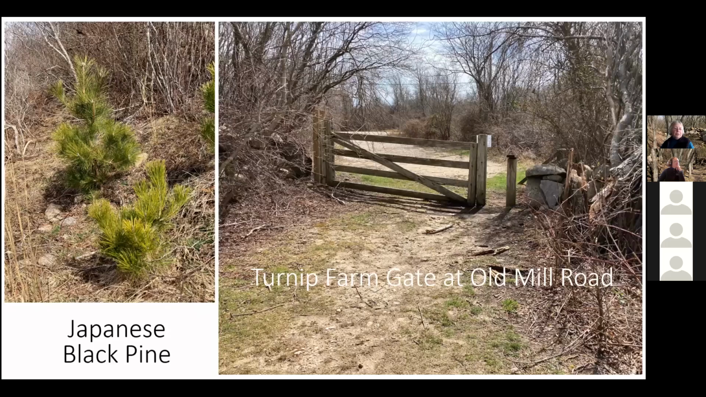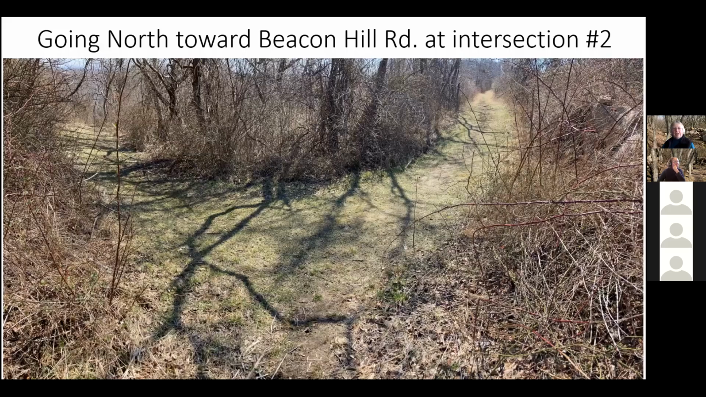And along the way, another Japanese black pine, which I've been watching for years. It's getting bigger and bigger, which is great. It's pretty healthy. And there we find ourselves at the Turnip Farm gate and at Old Mill Road, where we could start another adventure, or in the case of this trip, time travel back to our second intersection 2. Instead, this time we're coming back from whence we came, and we're going to turn this way rather than go this way.